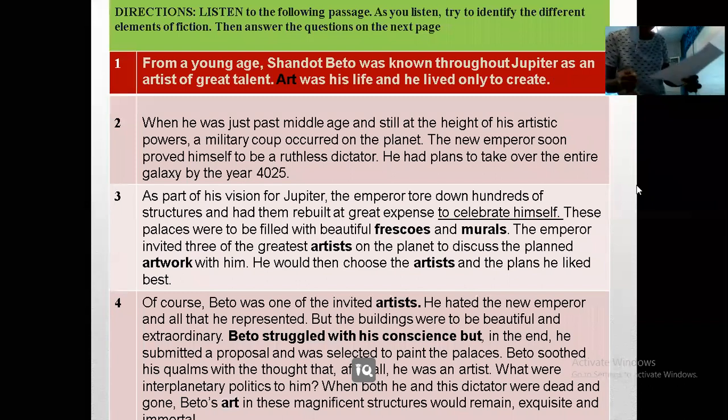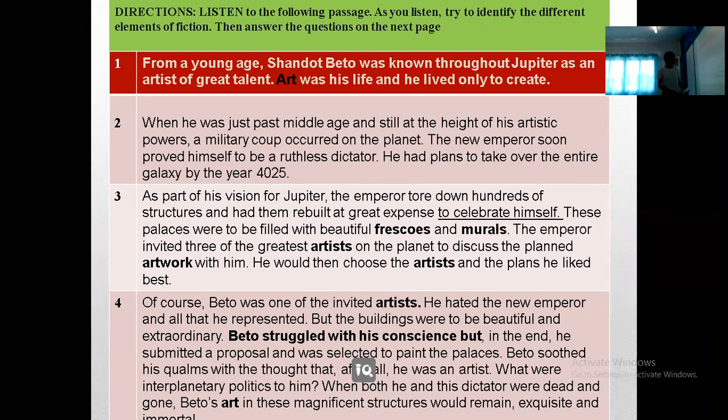The title of this text is called Beetle the Artist. From a young age, Charlotte Beetle was known throughout Jupiter as an artist of great talent. Art was his life, and he lived only to create. When he was just past middle age and still at the height of his artistic powers, a military coup occurred on the planet. What planet was it? Jupiter. The new emperor soon proved himself to be a ruthless dictator. He had plans to take over the entire galaxy by the year 4025. As part of his vision for Jupiter, the emperor tore down hundreds of structures and had them rebuilt at great expense to celebrate himself.